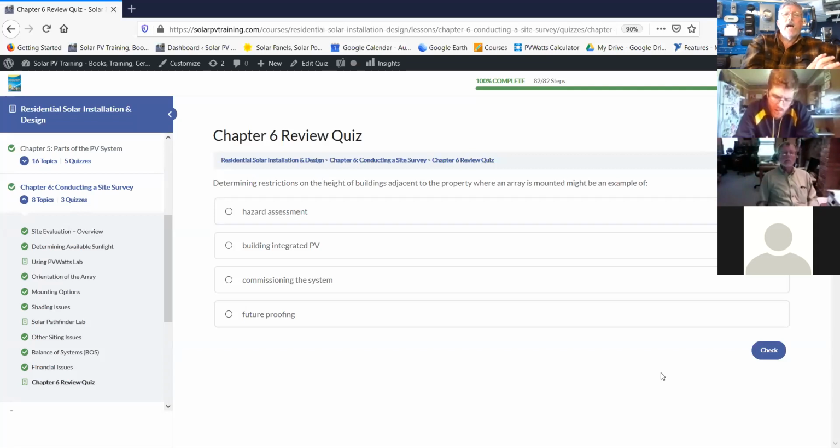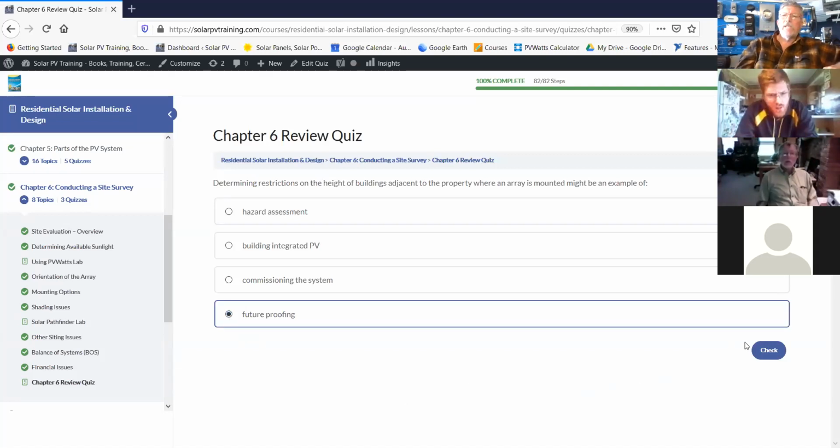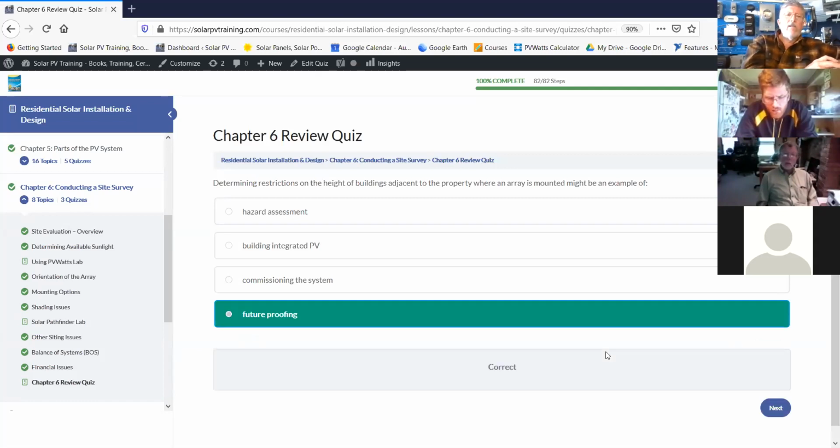Determining restrictions on the height of a building adjacent to the property where the array is mounted might be an example of hazard assessment, building integrated PV, commissioning the system, or future proofing. Future proofing. Yep, I would say future proofing in this case. And part of the reason for that is, let's say right now I'm here at Zane State campus. Let's say we decide we want to put a solar array in the field next to this building without realizing that there are plans for a 5-story building to come in the lot right next to it.